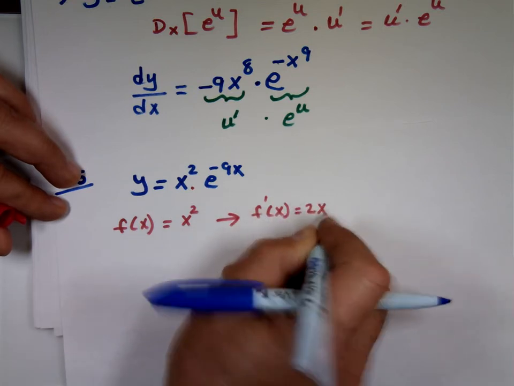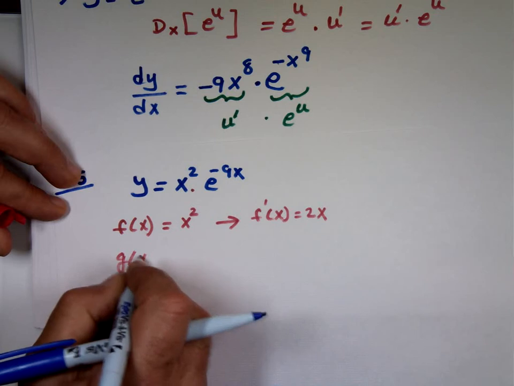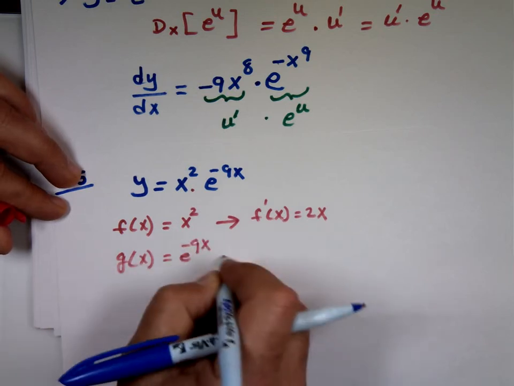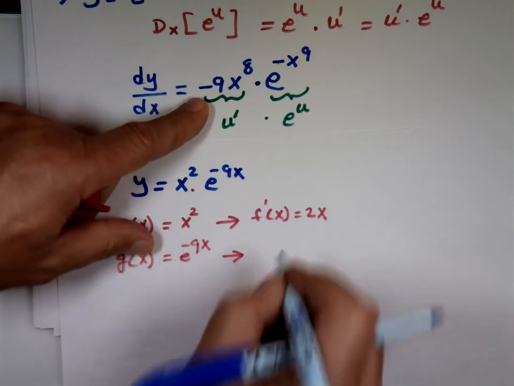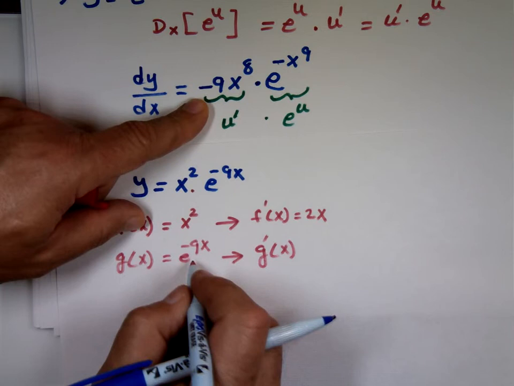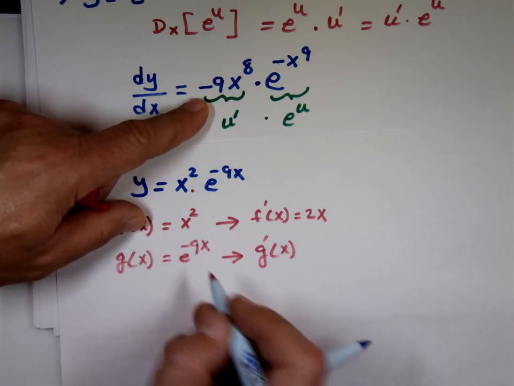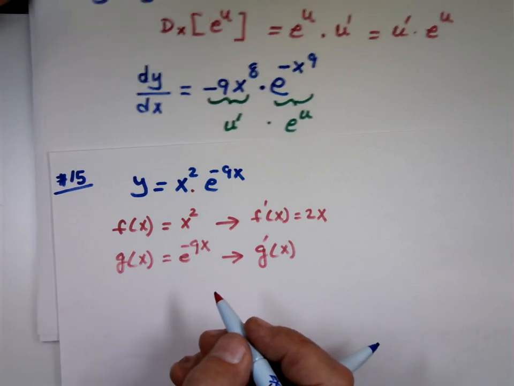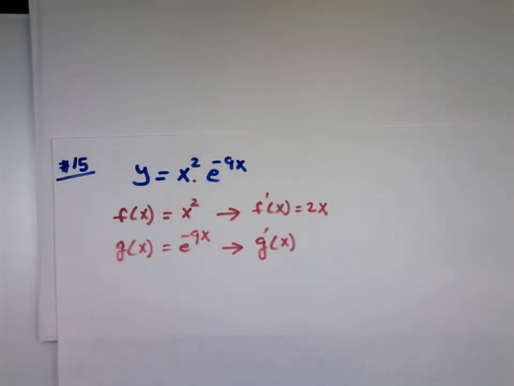What's g of x? e to the negative 9x. What's the derivative of that from the previous example right here? e to the 9x, right? Oh, 9x, I'm sorry. Oh, there's no square there. Okay, I thought it was the same one. My eyes were deceiving me. But the same idea.